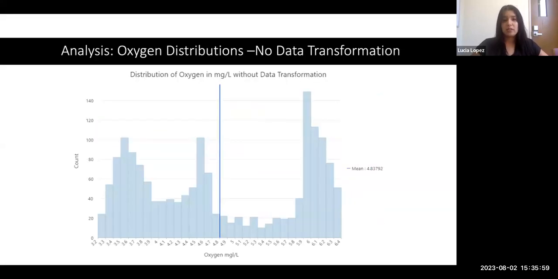So distributions of the oxygen data, this has no data transformation. And as you can see, the data that I sourced was very multimodal. We have 3 distinct peaks, and this is not preferred when working with interpolation. Interpolation really does work best when you have normally distributed data. But as you can see, when you're working with real-world data, not everything is perfect.